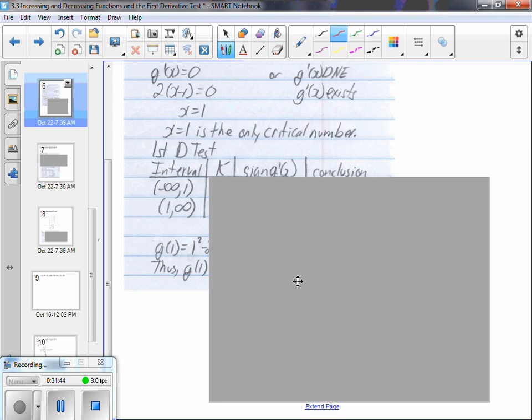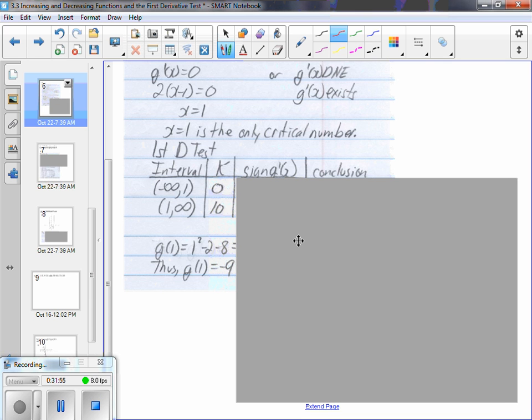Okay? Now, pick a number that's easy to work with that's in your interval. Whenever 0 is in an interval, that's the number I pick. So I'm going to pick 0 to be in my first interval, and then pick whatever positive number greater than 1 you want to pick. 10 works just fine. A million's good. Okay?